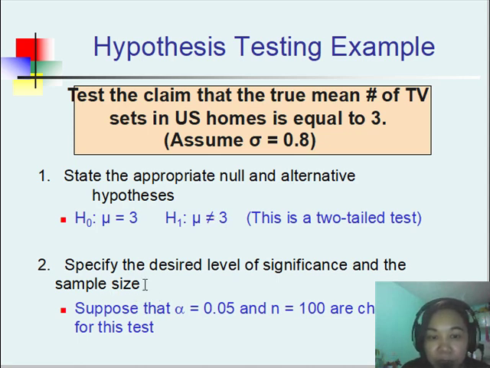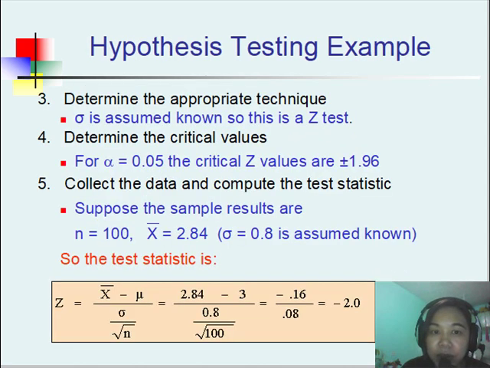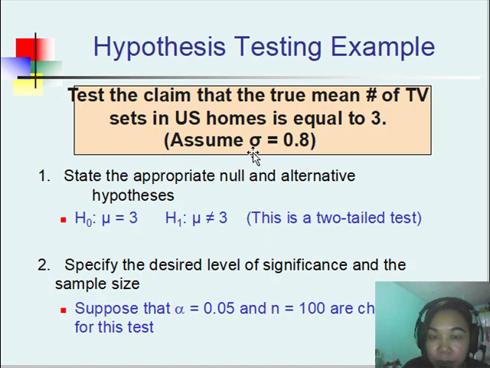Then we specify the desired level of significance and the sample size. Let's say, for example, the alpha you set is 0.05. And say, for example, your n is 100. N again is the sample size. So, determine the appropriate technique. Since sigma is assumed, it is a z-test because it is already given in the problem. So, take note that we assume sigma to be 0.8.